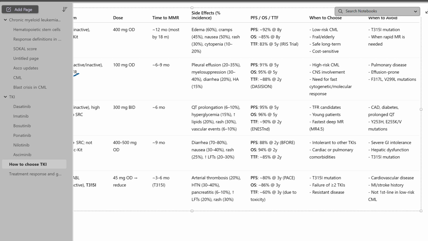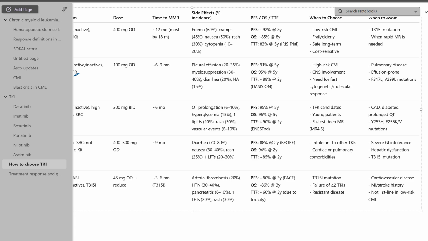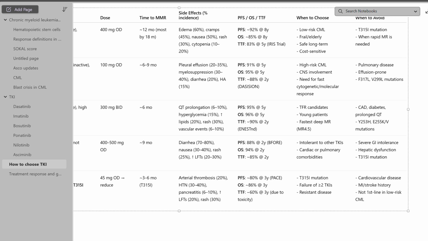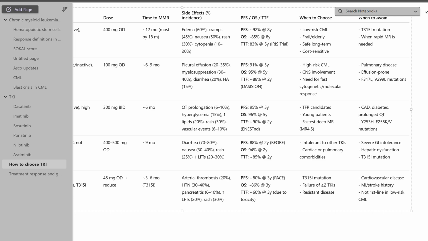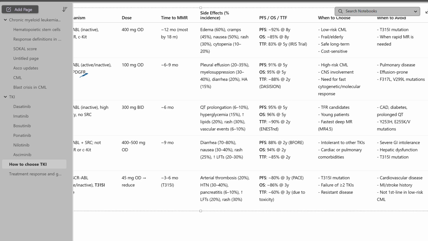Nilotinib has got a good response. You can use it in young patients, but you should avoid nilotinib in metabolic syndrome like coronary artery disease, diabetes, or prolonged QT intervals. And if you do an NGS and find Y253H mutation, nilotinib doesn't work.